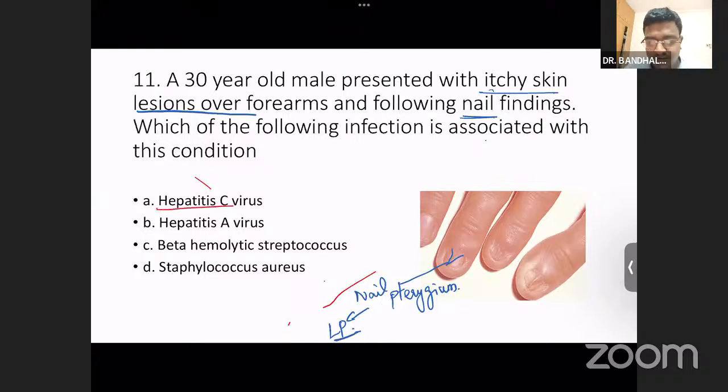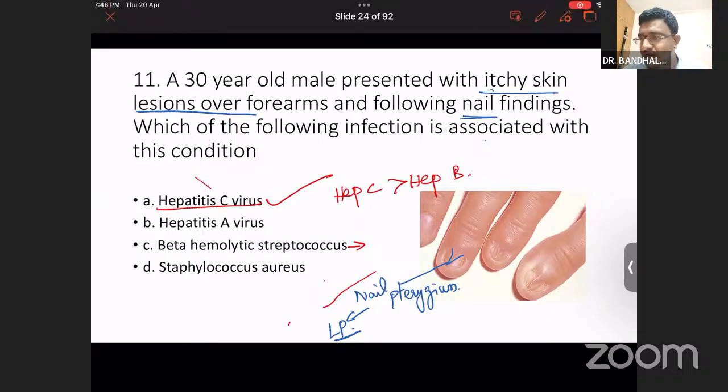So lichen planus, you have to remember hepatitis C. Hep C more than Hep B. Both can occur, but hepatitis C is very important. Beta hemolytic streptococcus, if the option is given, you have to remember a condition known as guttate psoriasis.